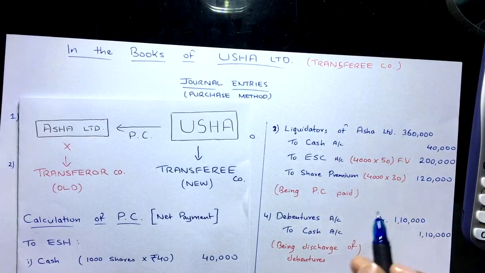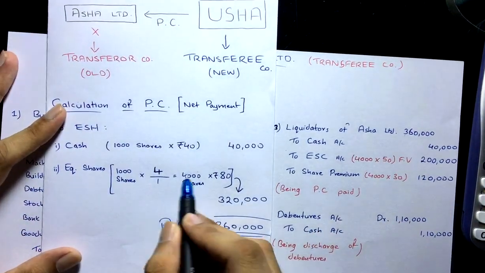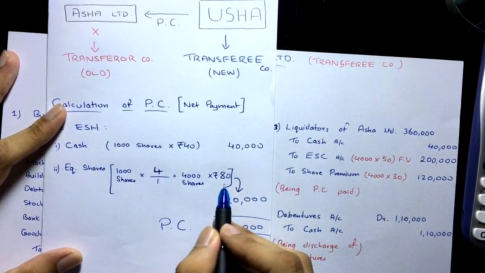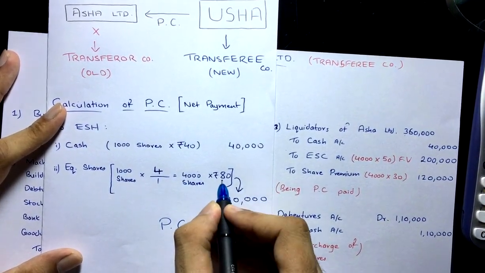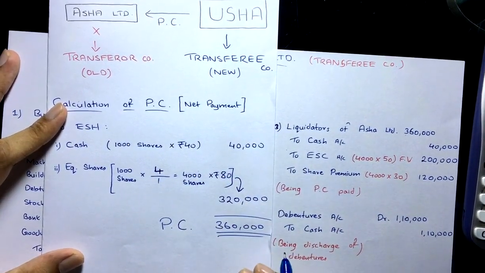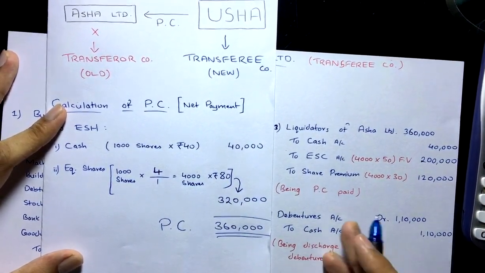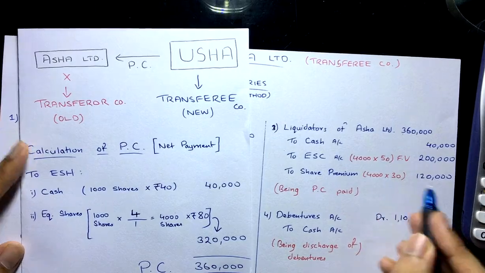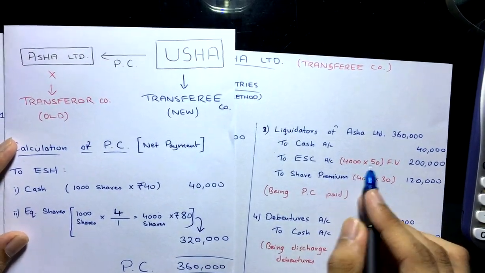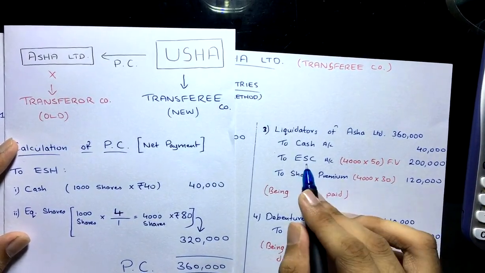Okay, 4,000 shares are issued. We know that. See here, 4,000 shares are issued after doing that fraction thing. 4,000 shares are issued at ₹80, but you have to segregate this into 50 and 30 rupees. 50 is the face value and 30 is the extra. So 4,000 into 30 is 1,20,000, which will go to share premium, and 4,000 into 50, only face value, will go to the equity share capital account.